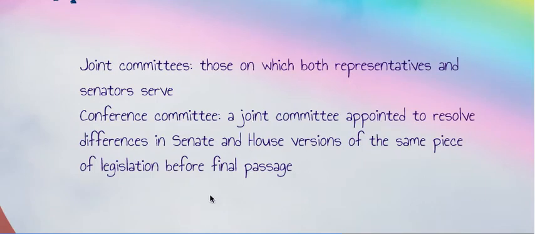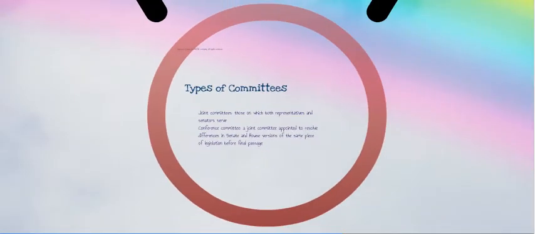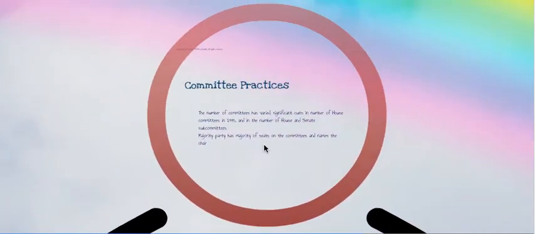All right, we have joint committees. A joint committee is one on which both representatives and senators serve. All right, conference committee, a joint committee appointed to resolve differences between the Senate and the House if versions of the same piece of legislation come about before final passage of a bill. So if the House has a version of a bill, and the Senate has a version of a bill, and it's a little bit different, they have to make sure it's the same bill before it goes to the president. And that's what they do.